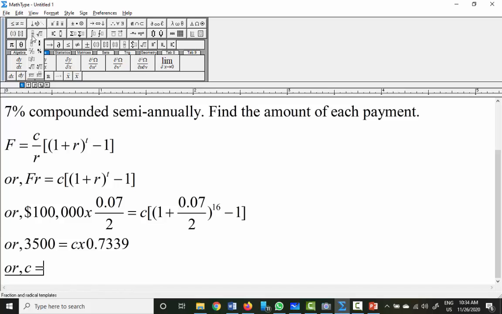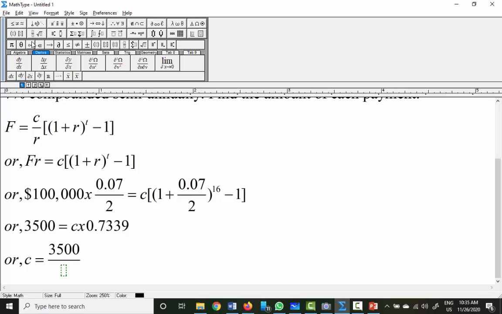So C will be equal to 3,500 divided by this one. We have just calculated it, so it is already in the answer. To get a more accurate result, I can just press the answer button there. So 3,500 divided by answer. We should get this one, but if you get slightly higher or lower, it doesn't really matter.